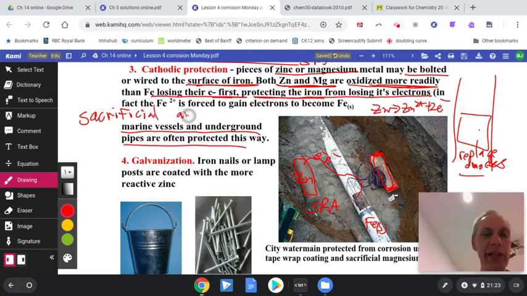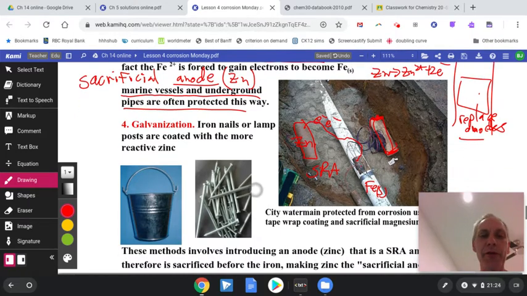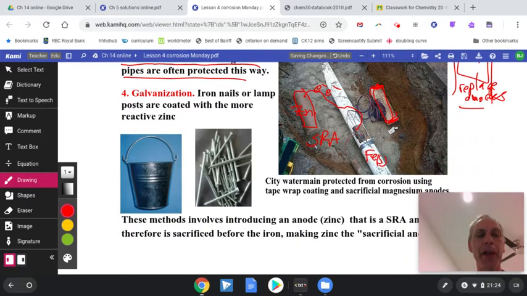How awesome is that? So they are sacrificing the zinc to save the iron. Okay, option number 4 is galvanization. And in galvanization, it's kind of like a sacrificial anode, but instead of using a chunk of zinc, they are coating the metal with zinc.